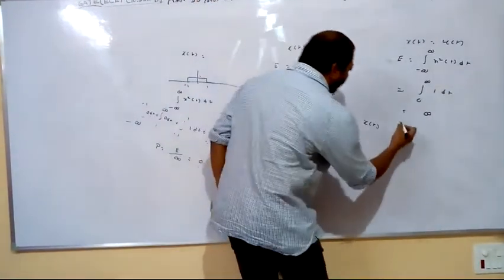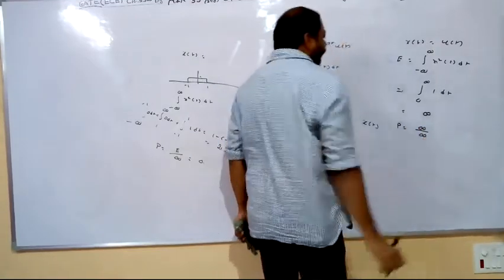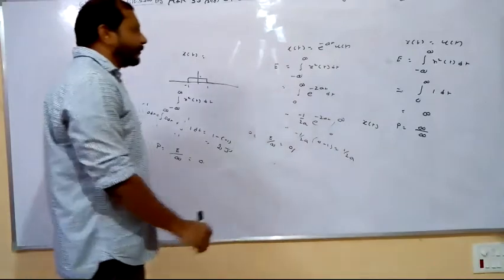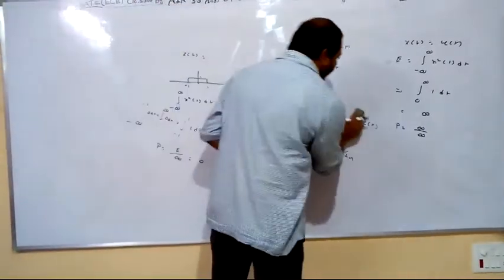What is the power of the signal? Power is equal to simply infinity divided by total infinity, which is infinity by infinity. We cannot determine the value. In that situation, we will go for the average power.